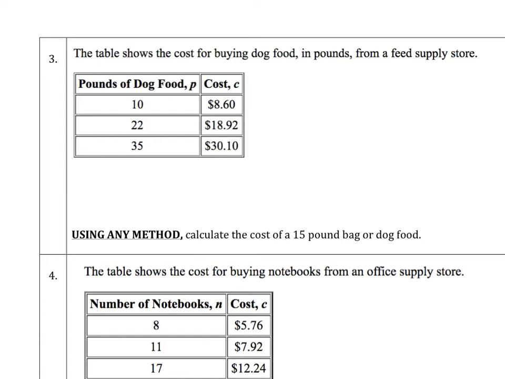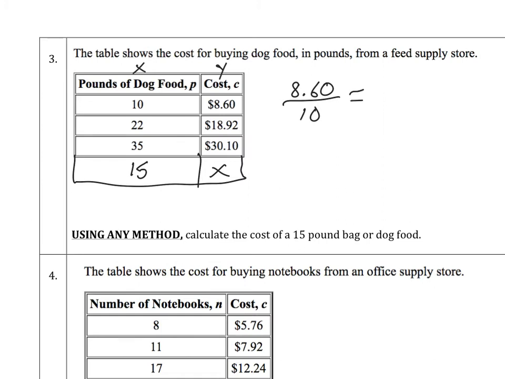Again, I'm going to use the same method. We want 15 pounds. We don't know what the cost is. So I'm going to use proportions, and I'm going to set up $8.60. Notice that I'm always putting my y value, that's my second value, again, x, then y, on top and the amount of pounds on the bottom. So if I do the same thing for this one, I have x on top and 15 on the bottom.